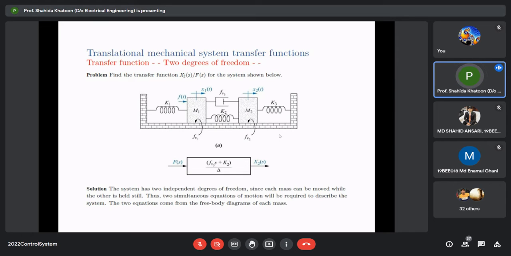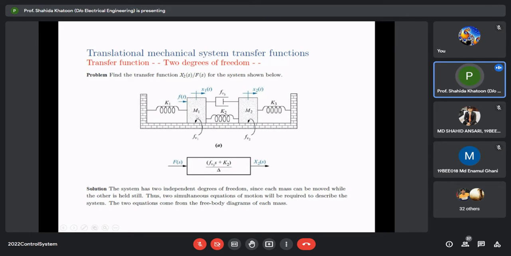The system has two independent degrees of freedom, since each mass can be moved while the other is held still. There are two masses, so take one mass at a time and apply superposition. Thus two simultaneous equations of motion will be required to describe the system, and the two equations come from the free body diagrams for each mass.